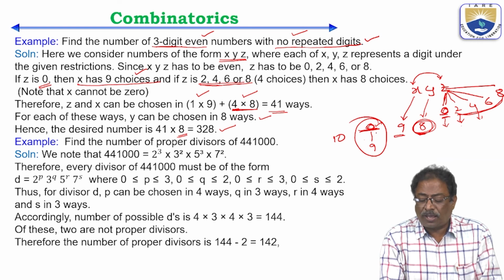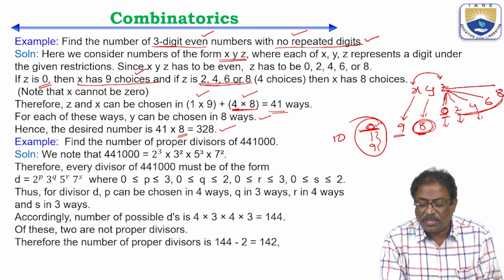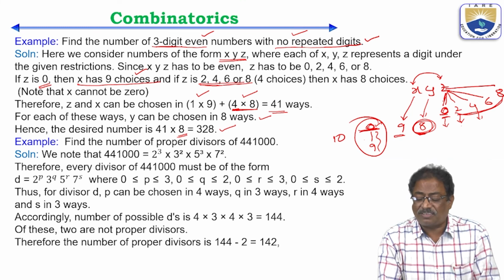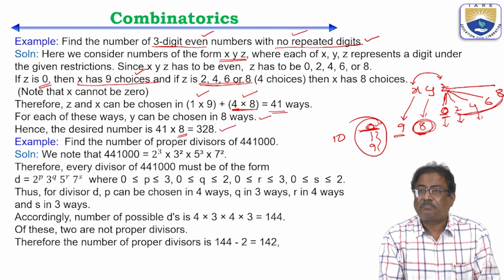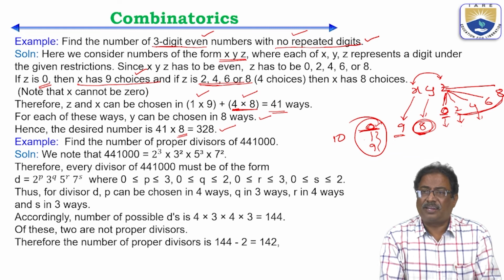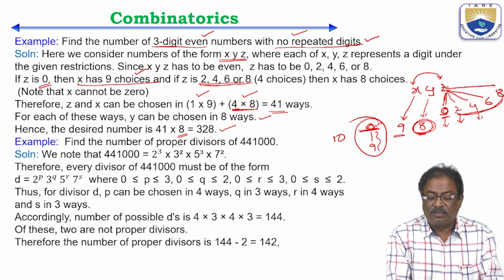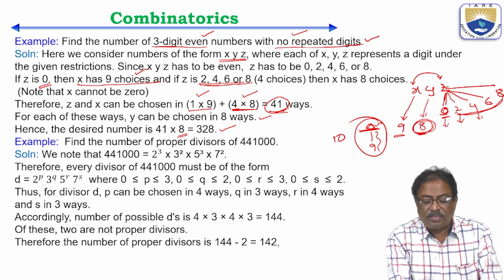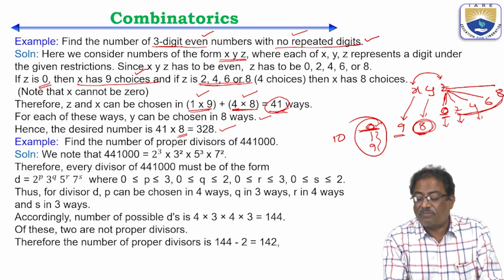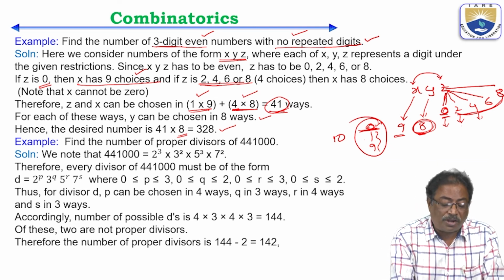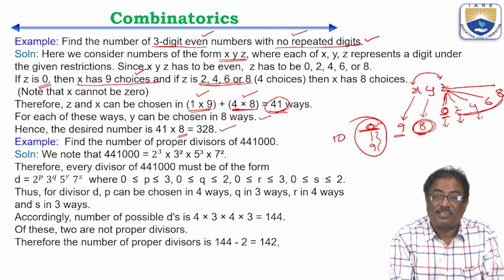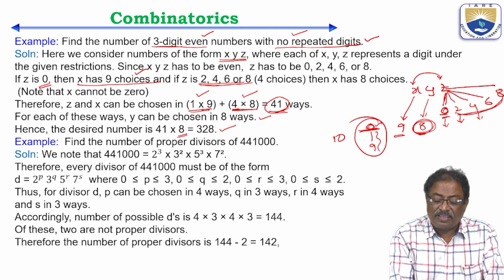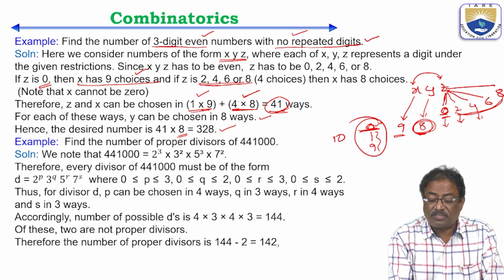So what are the different ways? I am going to select in only 8 ways. Z is already selected here, and then I cannot select 0, and I cannot select the existing one. So I am going to select in 41 ways. This is the only possibility: if I am selecting Z as 0, then this is how X is going to be selected. Then if Z is selected as other than 0, how many ways X is going to be selected? This is the 41 ways.